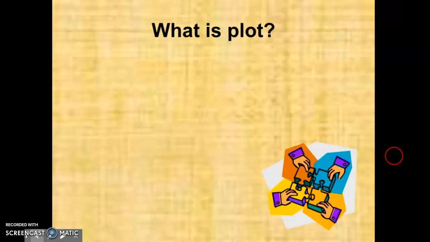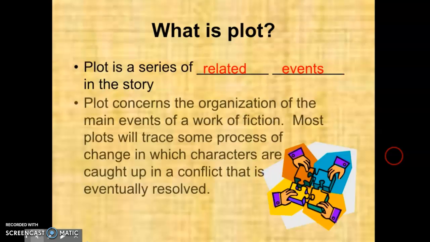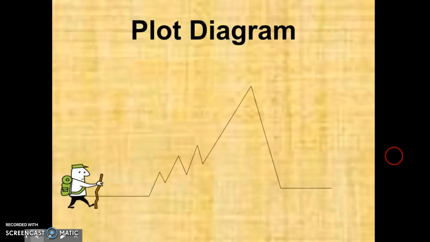Let's look at plot first. Plot is a series of related events in the story. This is the organization of main events in a work of fiction, and they'll trace some process of change where the characters are caught up in a conflict that is eventually resolved. Plot is the what happened of the story.